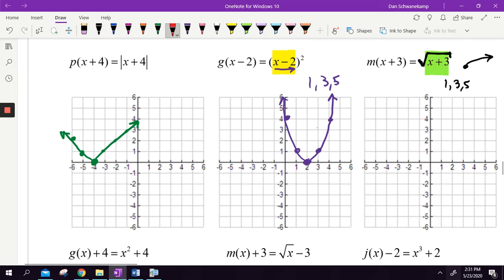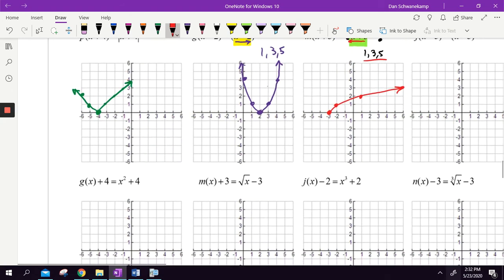The plus 3 is going to do the opposite. It's going to take us to the left 3. So there's going to be my starting dot. It's 1, 3, 5. So I'm up 1 over 1, up 1 over 3. 1, 2, 3. Up 1 over 1, 2, 3, 4, 5. Boom. There is my teapot graph.